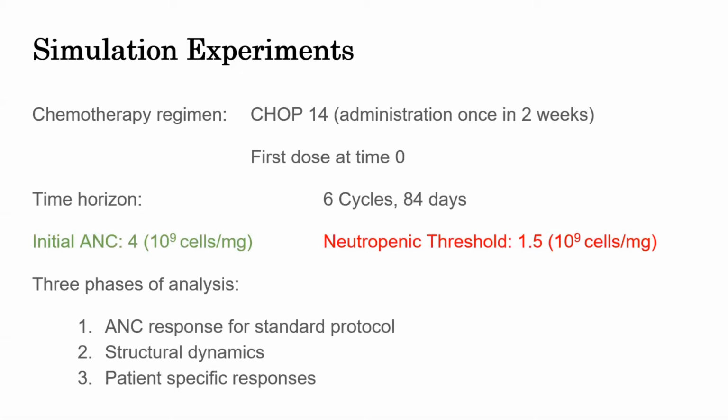Analysis for the neutrophil dynamics will be elaborated, starting with the ANC response for standard protocol. Then, focus will be on some particular cases from the sensitivity runs that allow us to classify 3 governing dynamics. And finally, patient-specific responses will be analyzed.